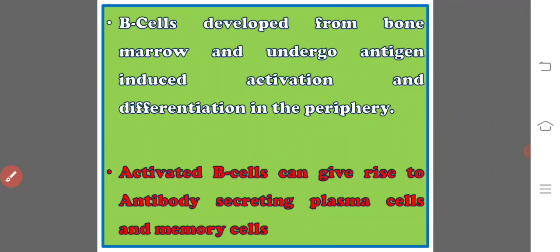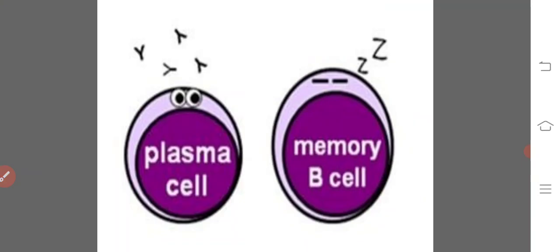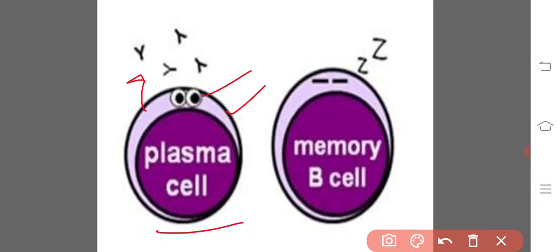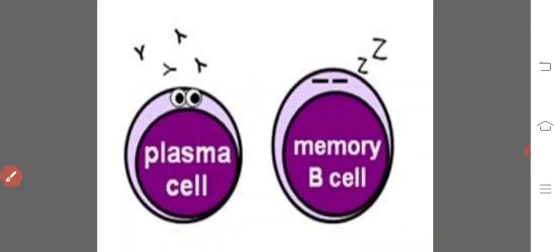The activated B lymphocyte can differentiate into two forms. One is the effector B cells or plasma cells, and the other is the memory B cells. See here, plasma cells are always in alert condition. They secrete different kinds of antibodies and take care of the killing of antigen. Whereas the memory B cells are kept aside inside the body of the individual until there is a secondary stimulation of the antigen.